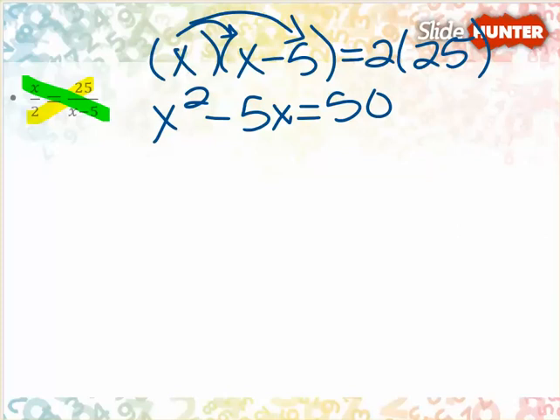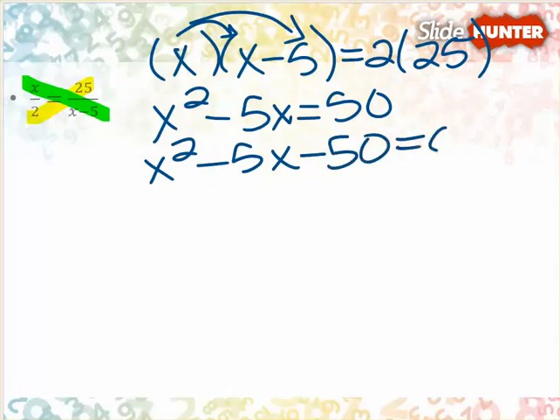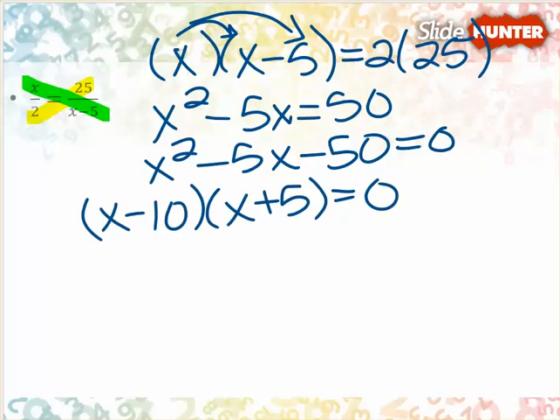Our goal is to solve for x. I notice that I have an x squared and an x term. That means we're going to need to factor this. So let's move everything to the left side. So x squared minus 5x minus 50 equals 0. To factor this, I'm looking for two numbers that multiply to equal negative 50, but add to equal negative 5. I can factor this as x minus 10 times x plus 5 equals 0.